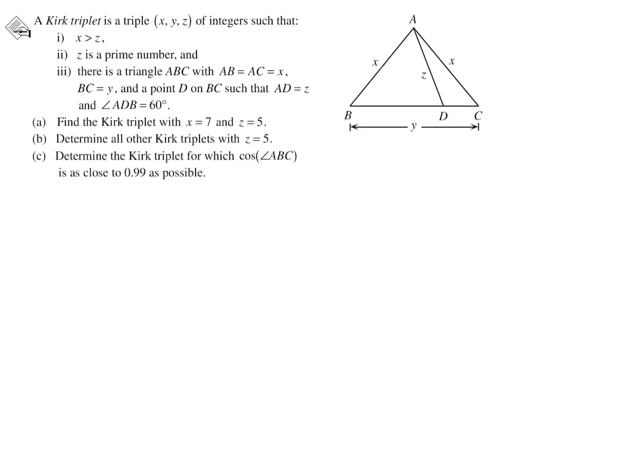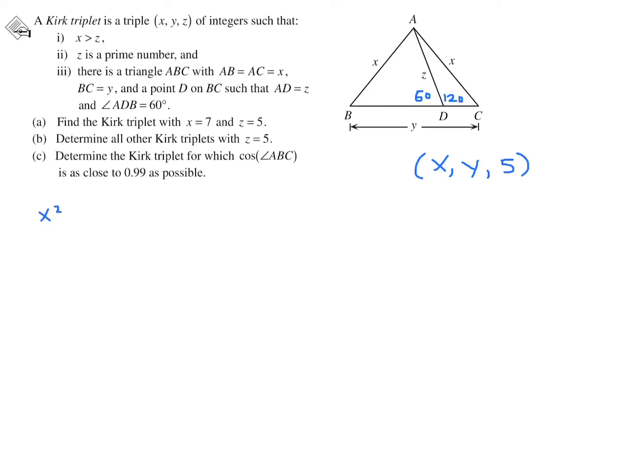Part B. Determine all other Kirk triplets with z equal to 5. So now they want us to determine every single Kirk triplet that we can find where the value for z is equal to 5. So we have to now figure out x and y. In a very similar way, we can use this triangle, 60 and 120. So on triangle ABD, this one right here, we can use law of cosines.